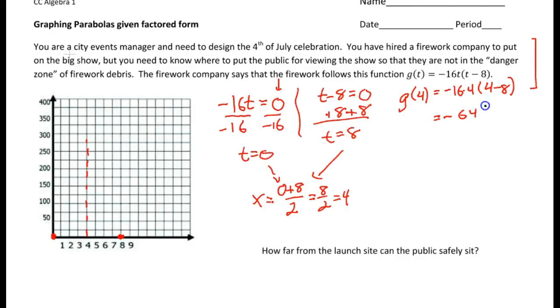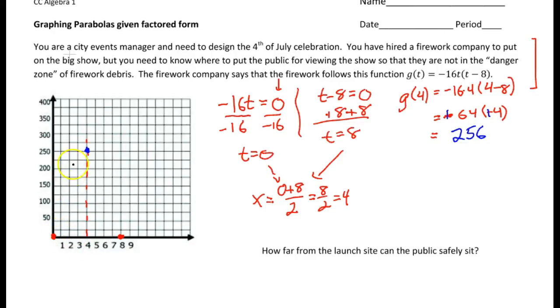So you get negative 64 times negative 4. Now, of course, our answer should be positive, right? You can't go negative feet in the air, so you would want to make sure that you do get a positive number. 2 negatives make a positive. 64 times 4 is 256. So that means this gets a total height of 256, right above 250 here. And it should be opening down, of course, so we know that much.